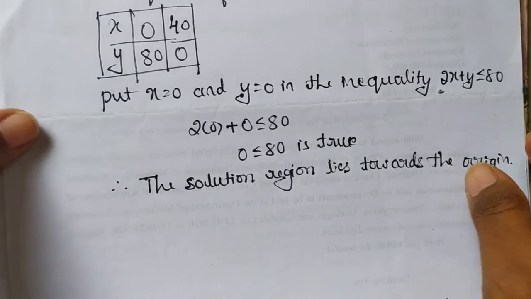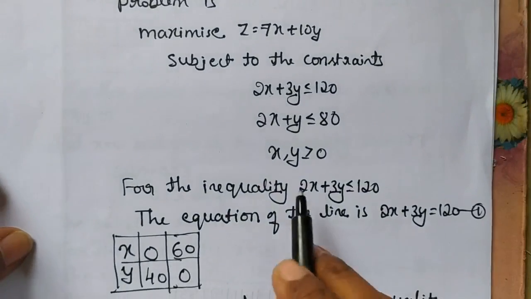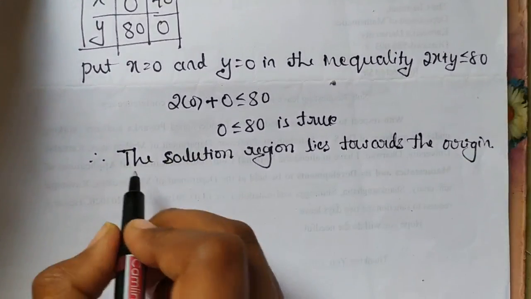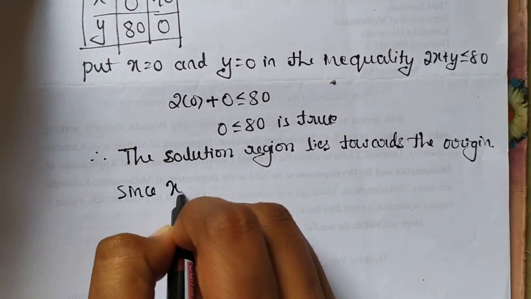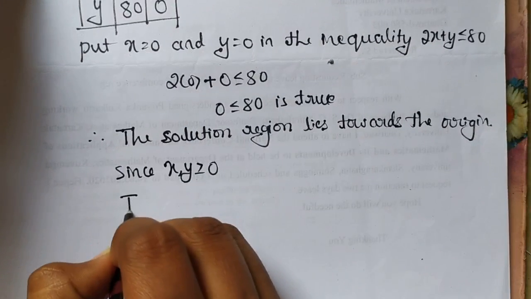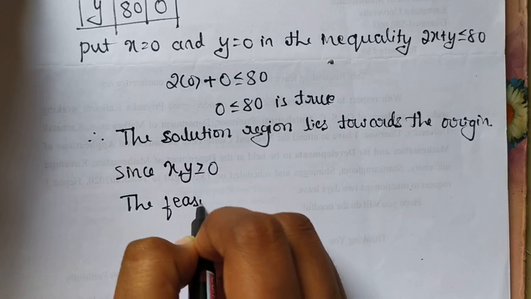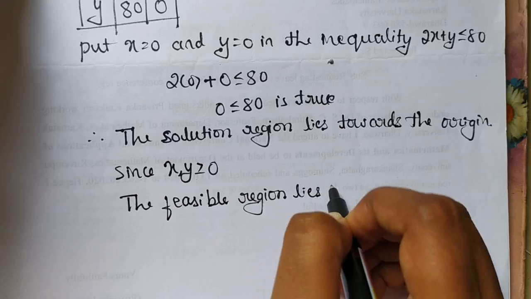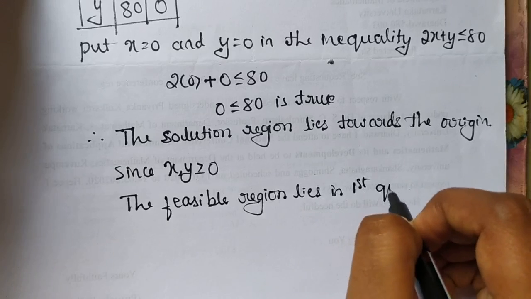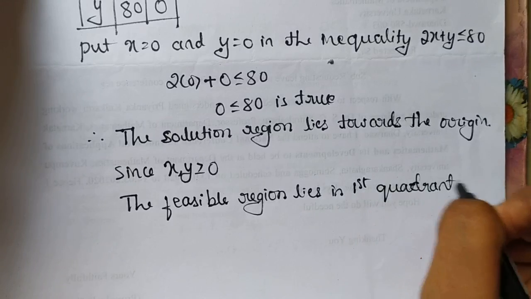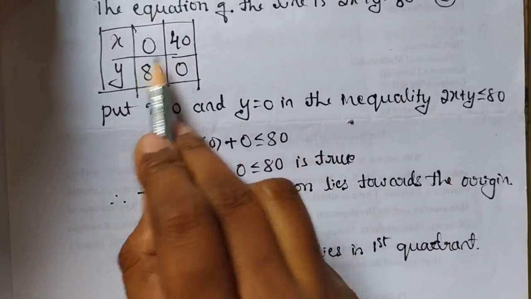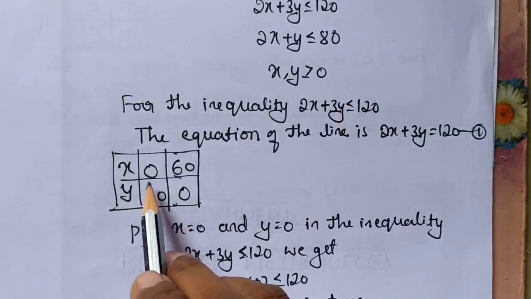Now the next inequality is the non-negative constraints. This says that the feasible region lies in the first quadrant. Since x, y are greater than or equal to 0, the feasible region lies in the first quadrant. I have discussed all the inequalities. Now we have to plot the graph. Here x can take the value 0, 40 and in the first line 0, 60.